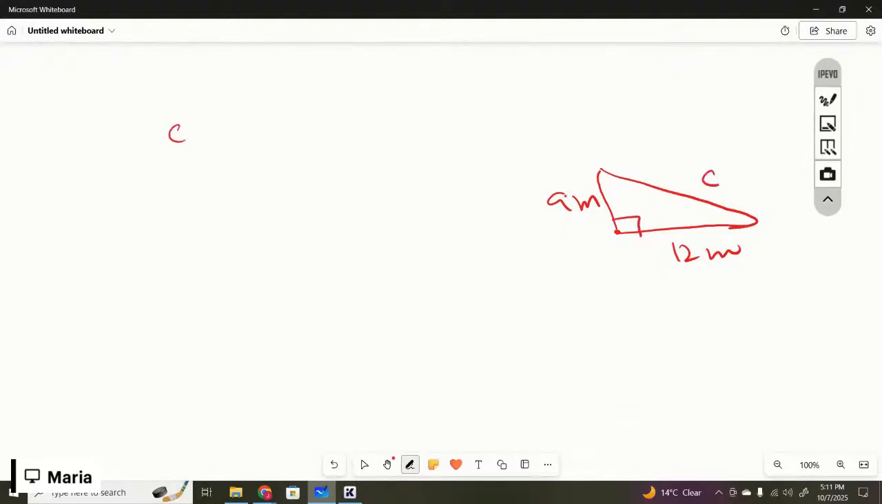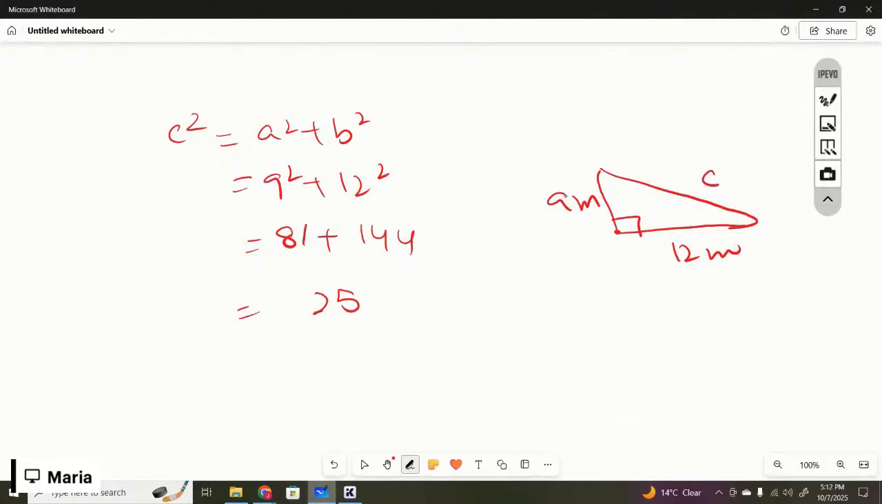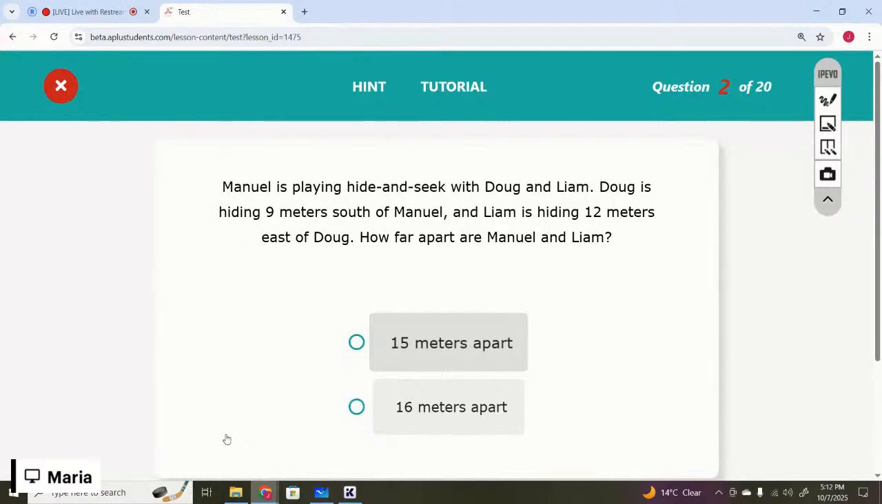So we need to use the Pythagorean theorem, that is c square equals a square plus b square. So that would be 9 square plus 12 square. 9 square is 9 times 9, which is 81. 12 square is 144. So let's just add them. 4 plus 1 is 5. 8 and 4, 12, that is 225. So we need to calculate the square root. The square root of 225 equals 15. So the distance between them is 15 meters. They are 15 meters apart. Option number 1 is the correct option.